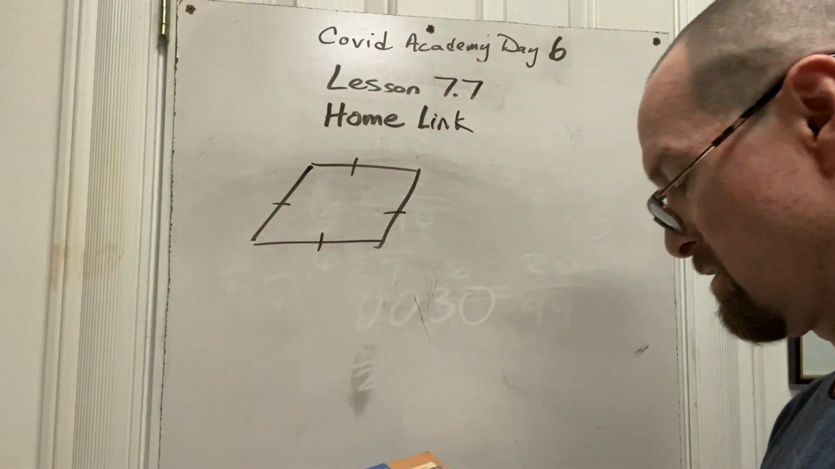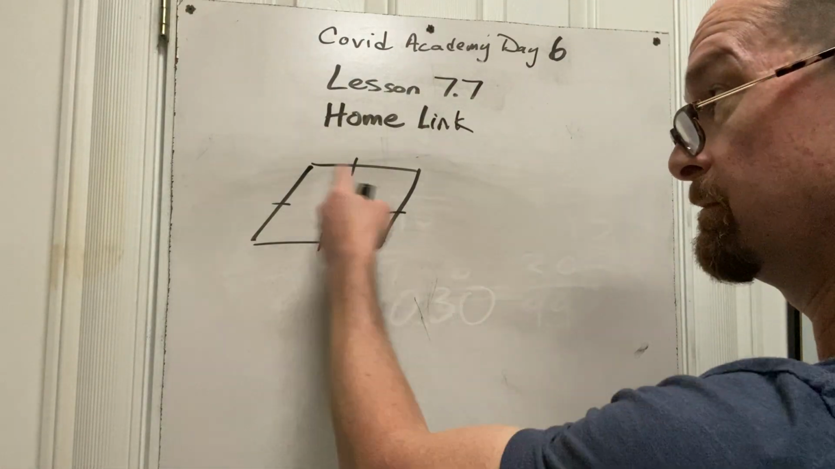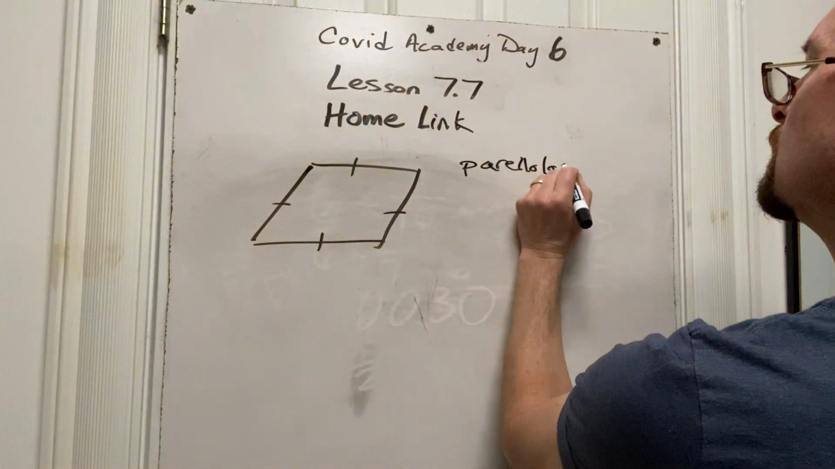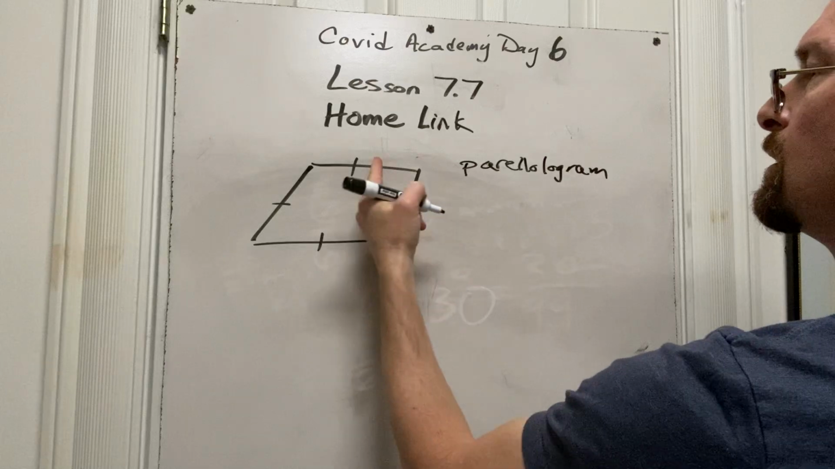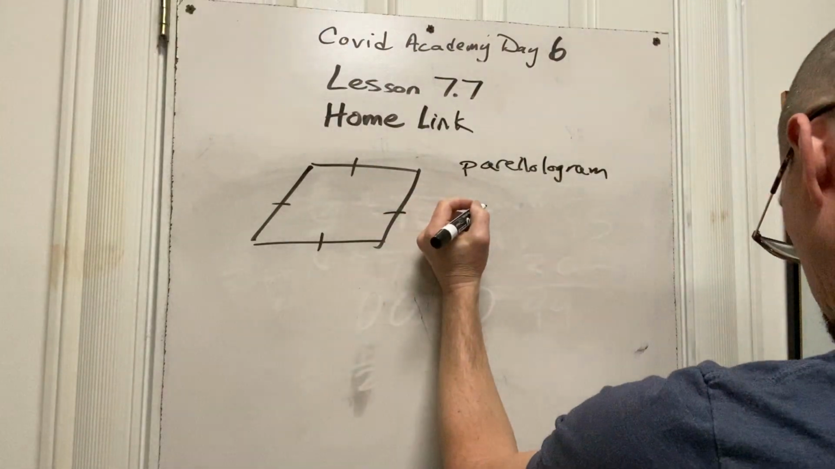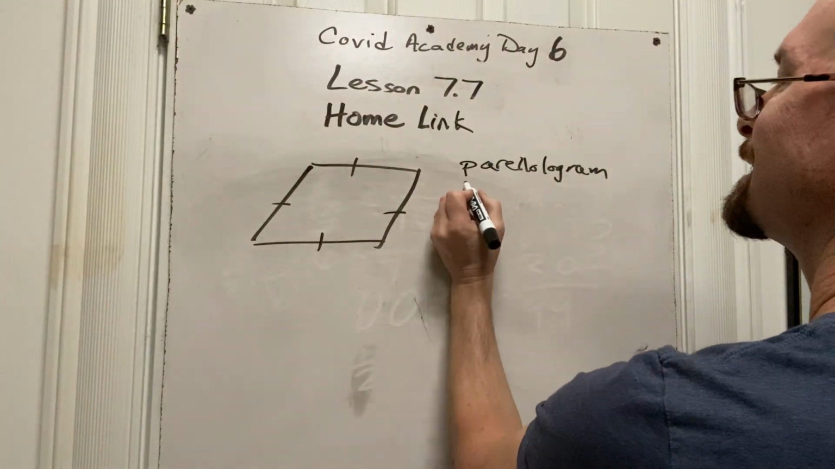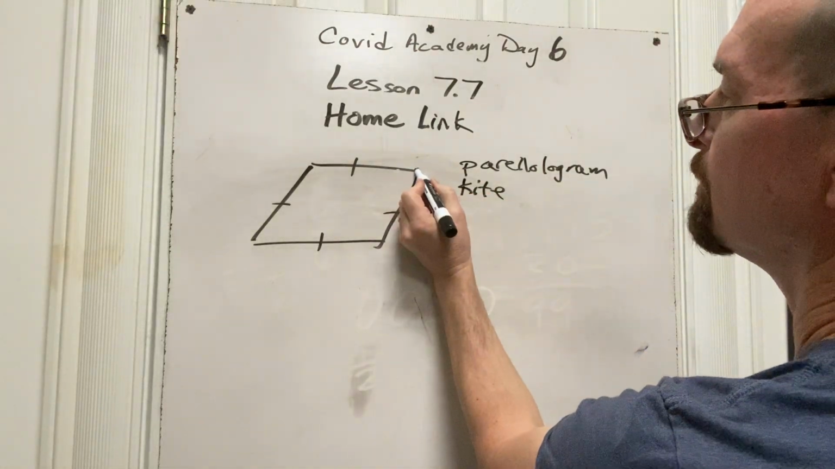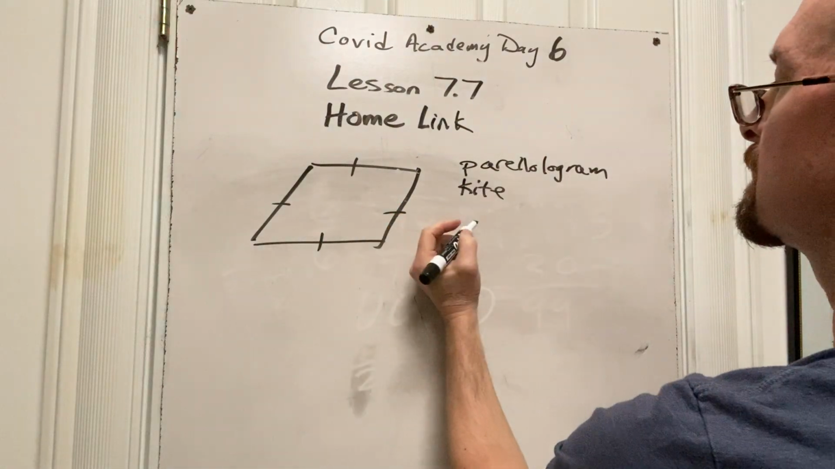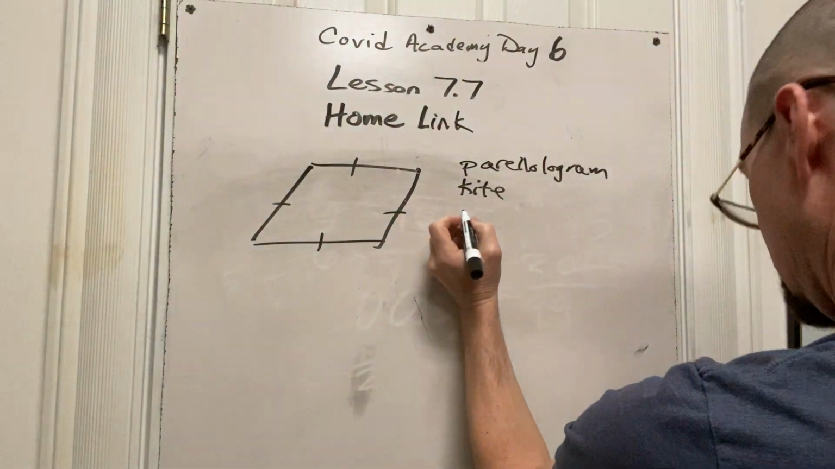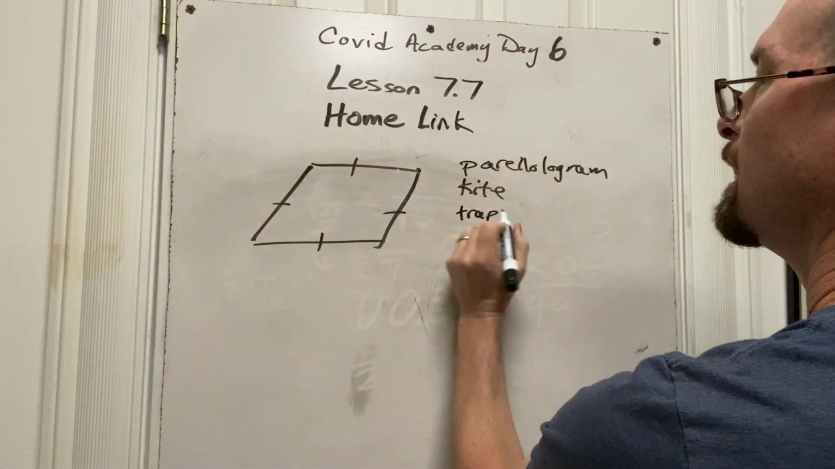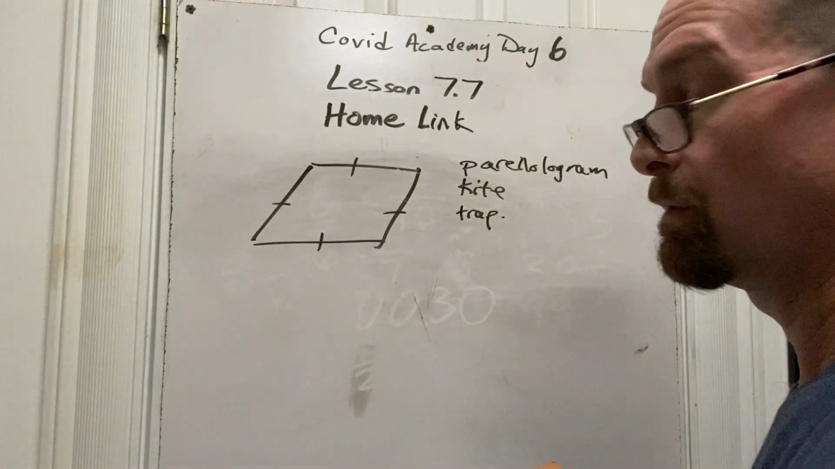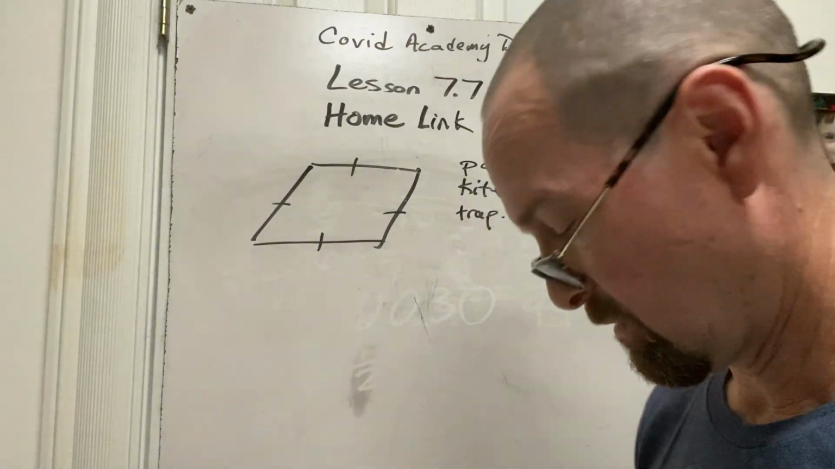Additional names. Well, you could have called it a parallelogram because all opposite sides are parallel. It's also a kite, because a kite means that the two sides meeting at a corner, touching, have the same length. It could have been a trapezoid because it has at least one set of parallels. And it could have been a quadrilateral because every four-sided shape is a quadrilateral.